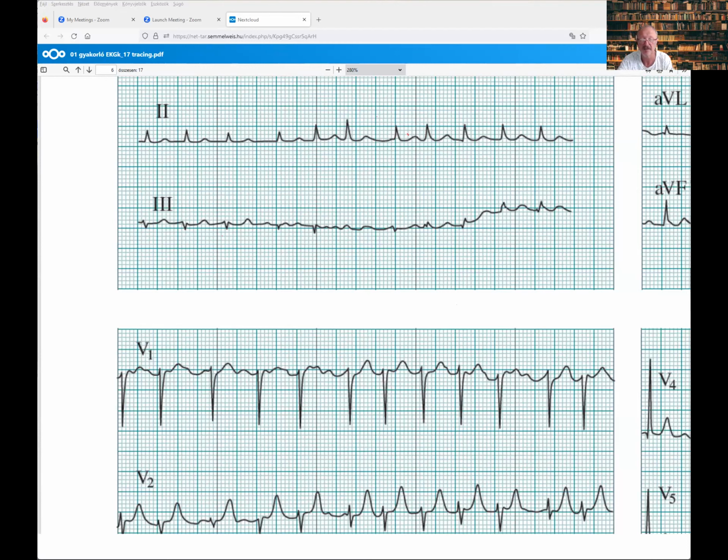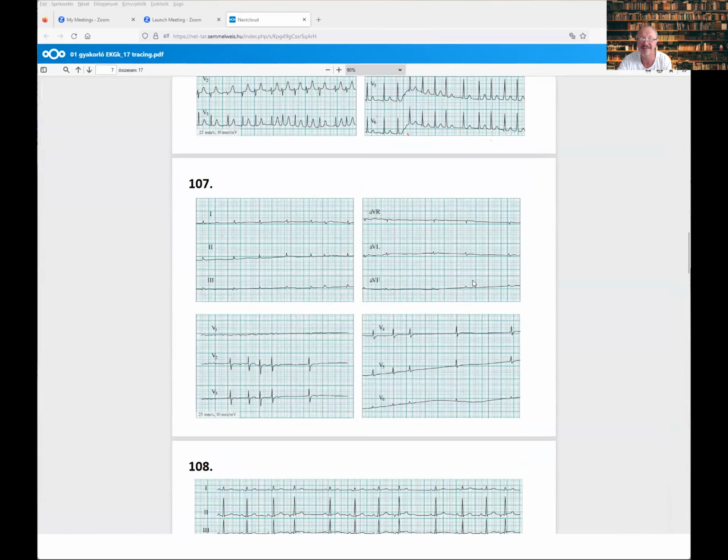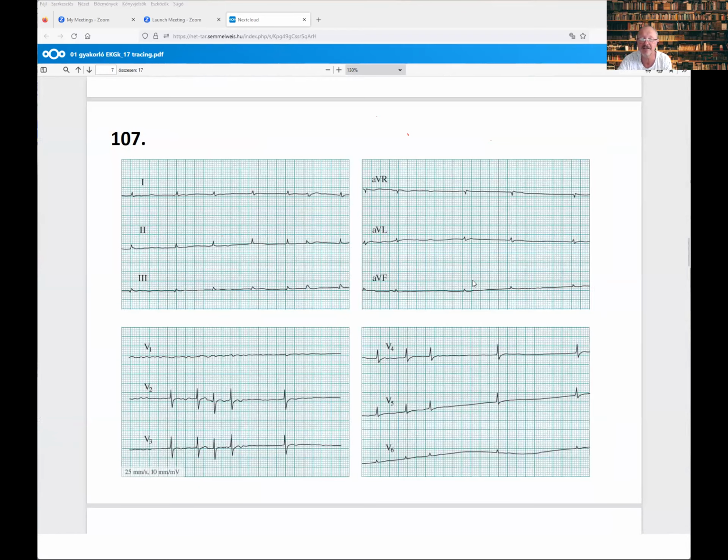All right, good. Who has 107? It's me. Okay. So starting with the rhythm, overall, I would say it's not rhythmic. And for the heart rate, I use lead 1, which is 7 beats per 5 seconds. So overall, it's 84 beats per minute.